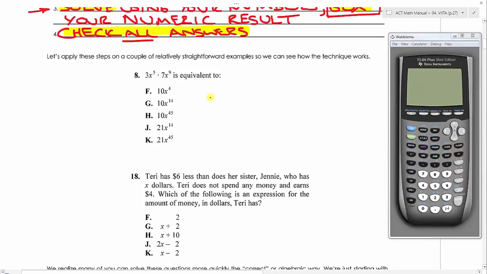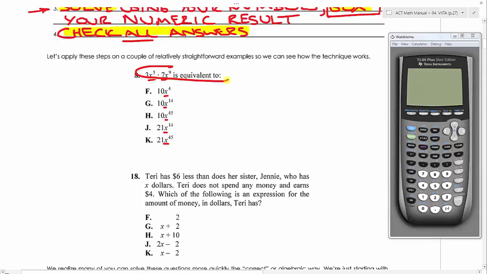You don't remember what you do when you multiply x to the 5th times x to the 9th. It's gone. So you would need a different way to do this question, and the way that you could do this question is, as we just talked about, using VITA. We have variables in our answer choices, so we can use this technique.